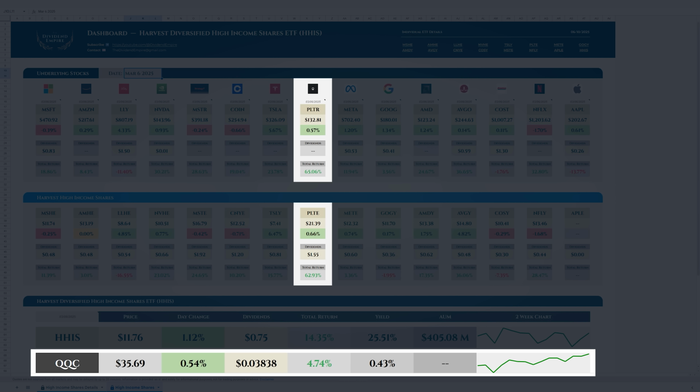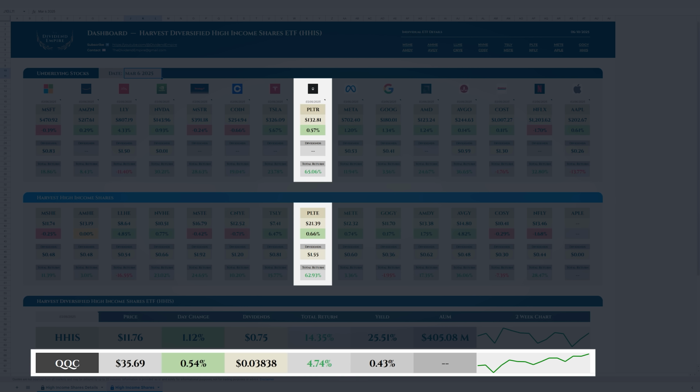Take for example Palantir. Yes, you would have underperformed the underlying stock by 2.13% over this period, but you would have outperformed QQC by 58.19%. So the question is if that potential trade-off for performance is worth the benefits of receiving a high monthly income and the other benefits of a covered call strategy.